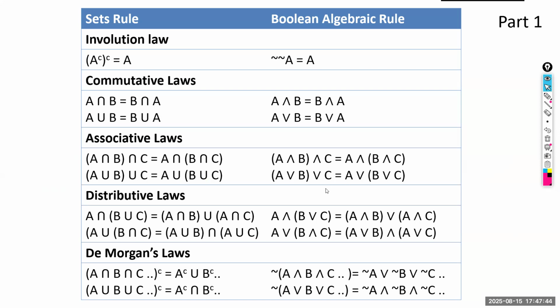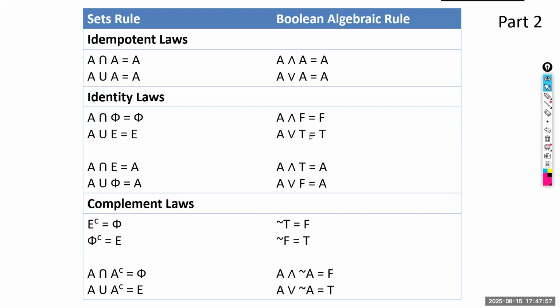So don't worry too much about these rules right now. This is the first set of rules. You can see most of the rules come in pairs, but not all the rules. For example, this one is a single rule. And this is the second part, another set of rules. All are duals, right? Pairs.